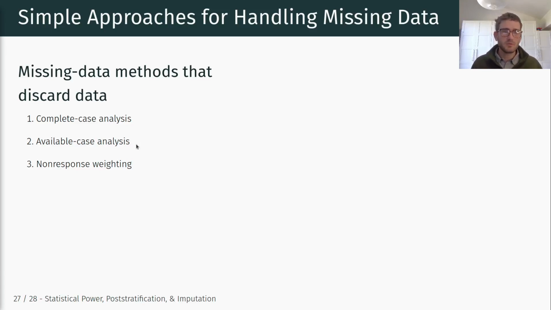The third option is non-response weighting. So again, we are removing the observations that are missing, but we're then reweighting the available data to adjust for which pieces are missing, right? So basically, we create survey weights based on the inverse of the predicted probability of having valid data, of having non-missing data, and then weight our results by that non-response weight in order to adjust for the missingness.